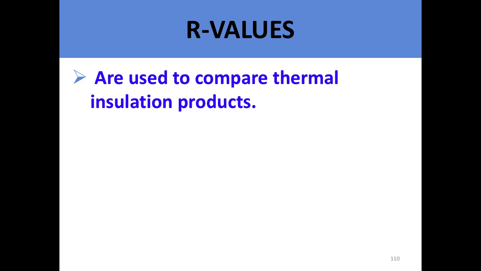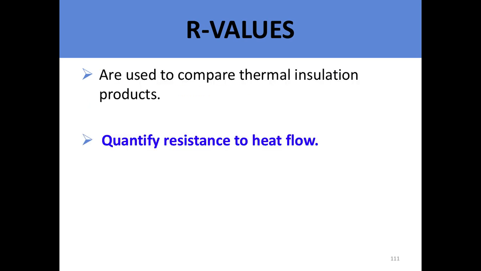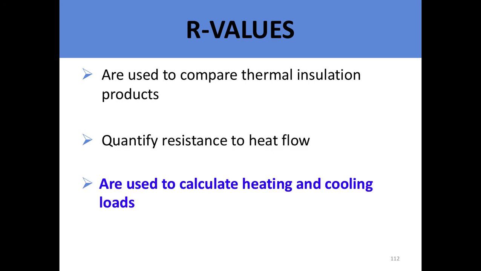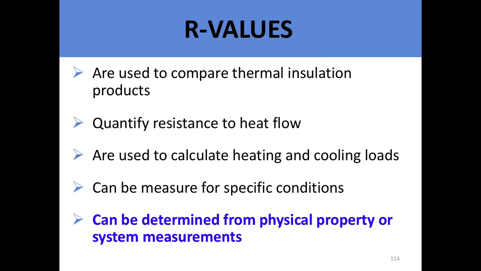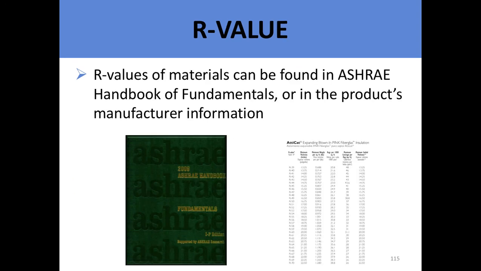R values are most often used to compare thermal insulating products. Okay, it's a quantity resistance to heat flow. Okay, it's used to calculate heating and cooling loads. It's very important you find the correct R values. R value can be measured for specific conditions. They can be determined from physical property or system measurements. R values of materials most often are found in ASHRAE's Handbook of Fundamentals or in the product manufacturer information. Don't just guess at it. Look up the R values.